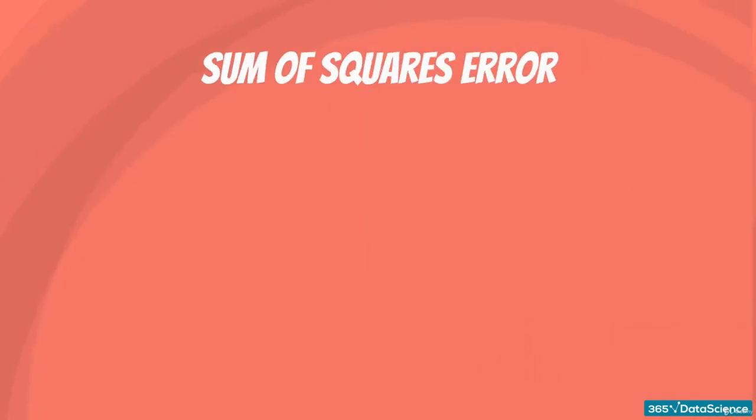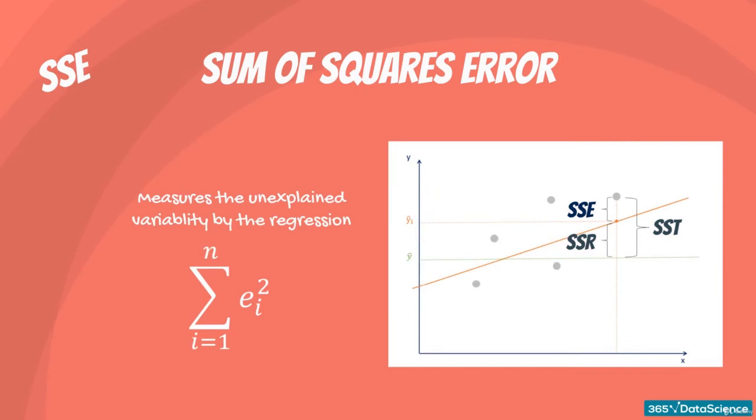The last term is the sum of squares error, or SSE. As we've said in one of the previous videos, the error is the difference between the observed value and the predicted value. We usually want to minimize the error. The smaller the error, the better the estimation power of the regression. Finally, I should add that it is also known as RSS, or residual sum of squares. Residual as in remaining or unexplained.